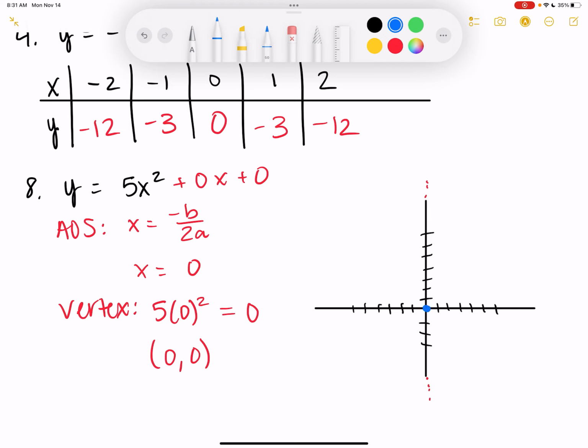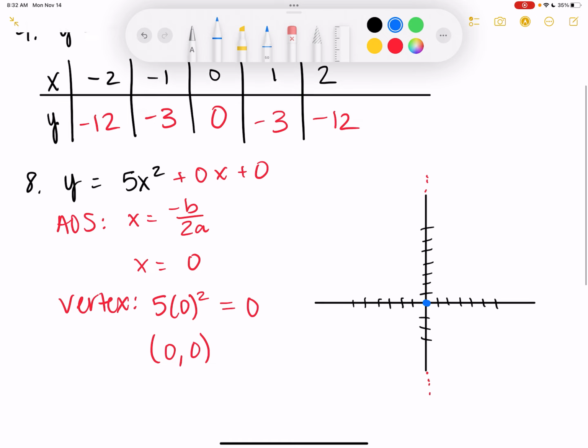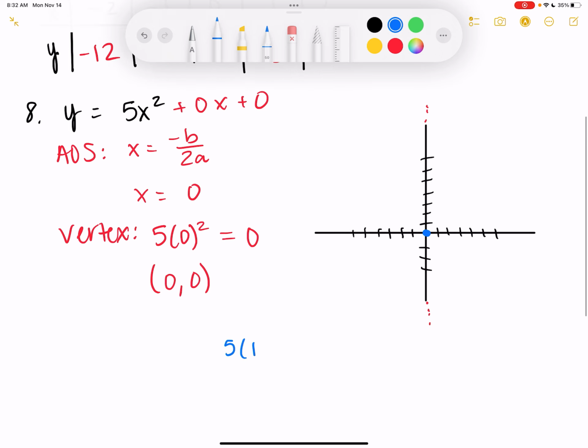Now these are graphing parabolas. If it is negative out front, it opens down. If it's positive, it opens up. Okay, so this one's positive, so it's going to open up. I can pick any other value on the x-axis and plug that in and see what happens. So I'm going to do 1 because that's the easiest. So when x equals 1, we would do 5 times 1 squared, which is equal to 5. So we have a point at 1, 5. So from 1, we go up 1, 2, 3, 4, 5.